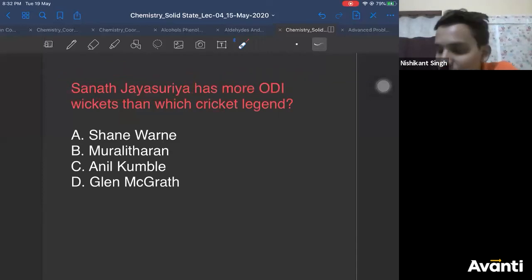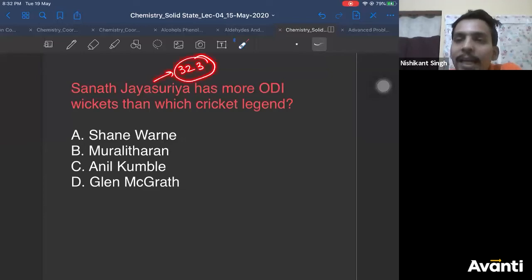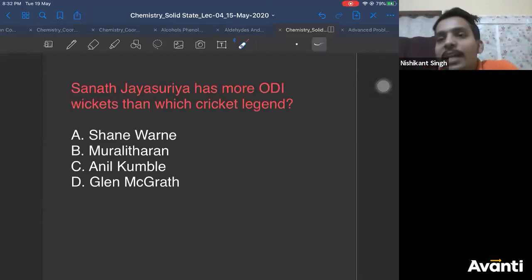Okay? So Sanat Jayasuriya has approximately 323 wickets, right? Shane Warne has approximately 311. The reason why Shane Warne has fewer wickets is because Shane Warne never had an injury-less period. And Shane Warne didn't play so many one-dayers also. He made his one-day debut also a little later. So Shane Warne is the right answer.